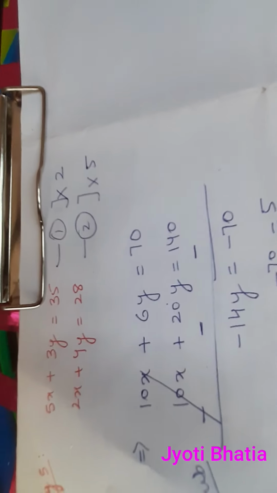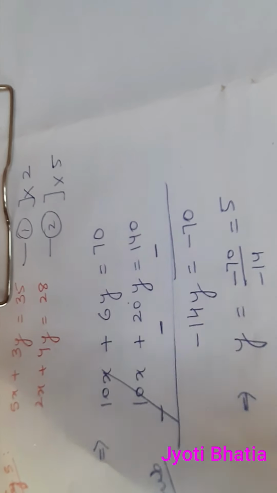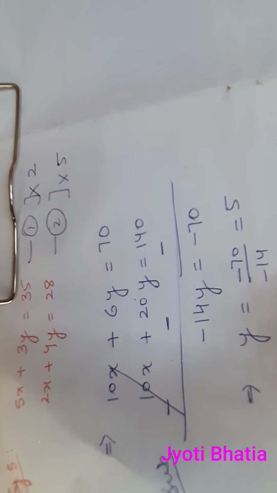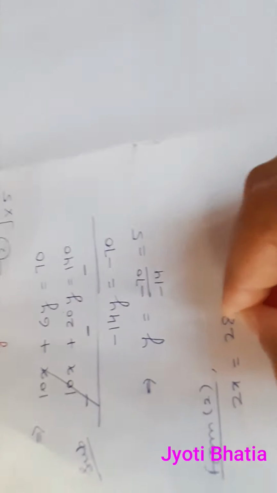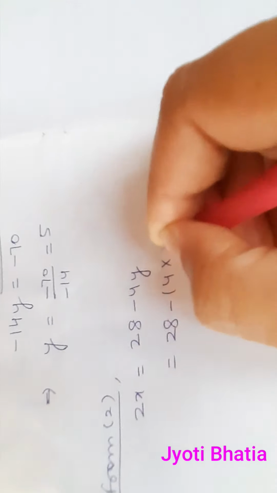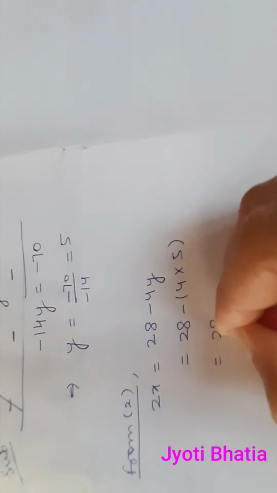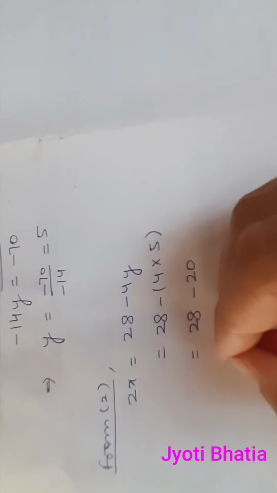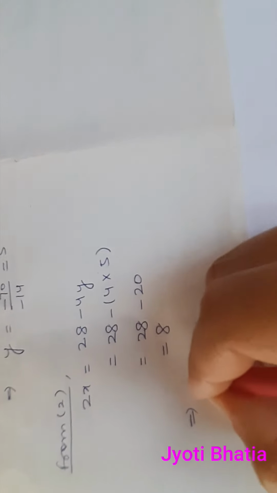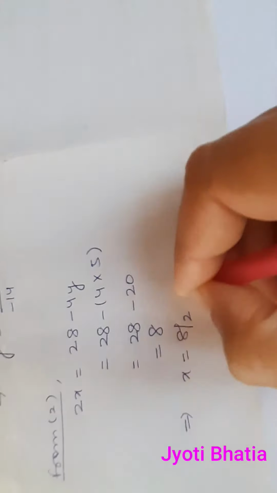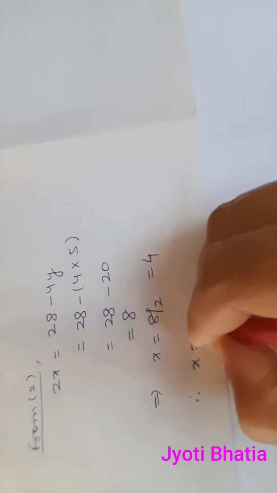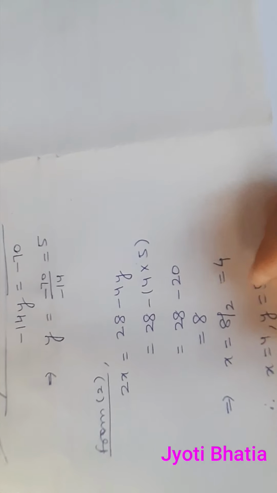Now again you put either in 1 or 2 to get the value of x. So let me put in equation 2. So from equation 2, 2x is 28 minus 4y, which is 28 minus 4 into 5. 28 minus 20, which is 8. But this is the value of 2x. So this gives me x is 8 upon 2, which is 4. So we get our solution as x equal to 4 and y equal to 5.